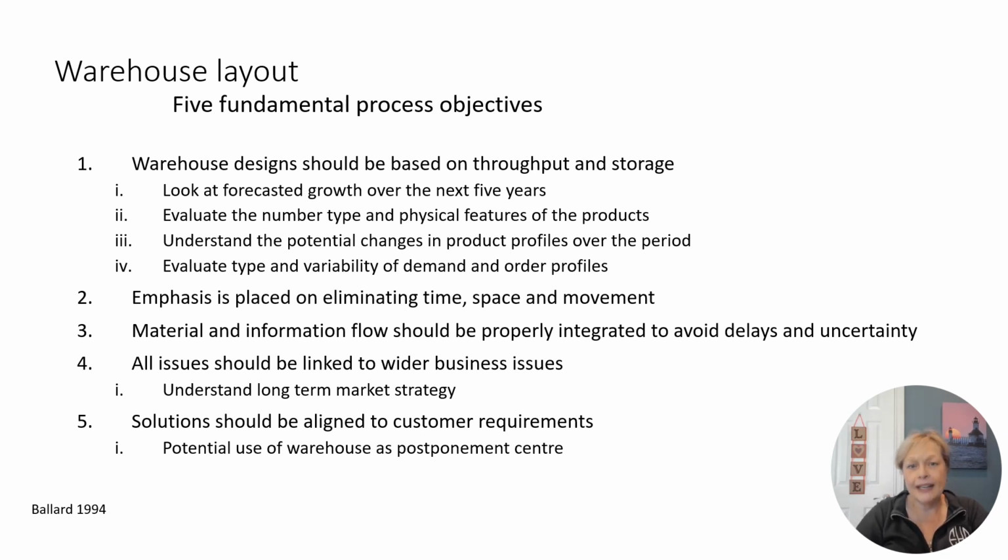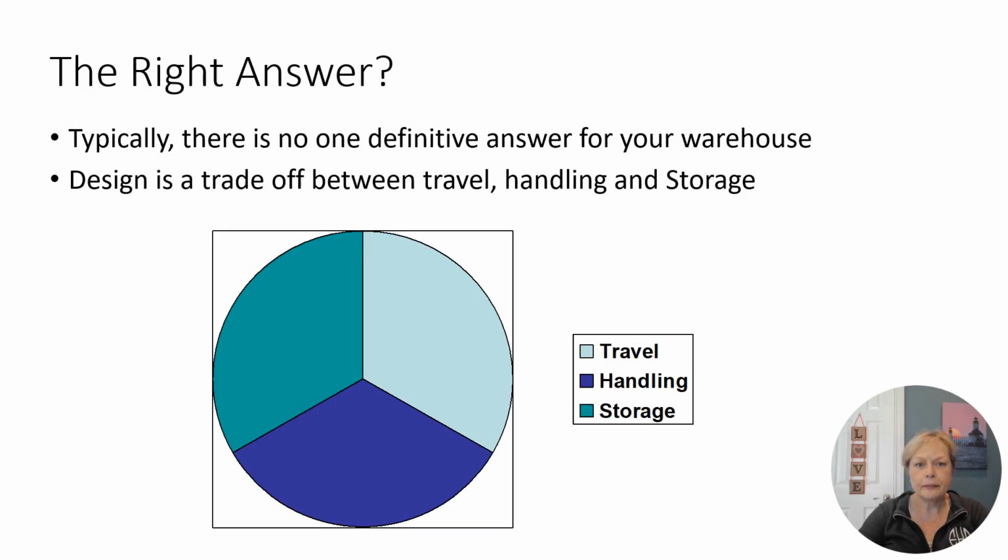You also want, if at all possible, to have everything coming in on one side, being stored or manufactured in the center, and going out the other side, so that you are reducing muda, waste, of doubling back with action back and forth across the warehouse.